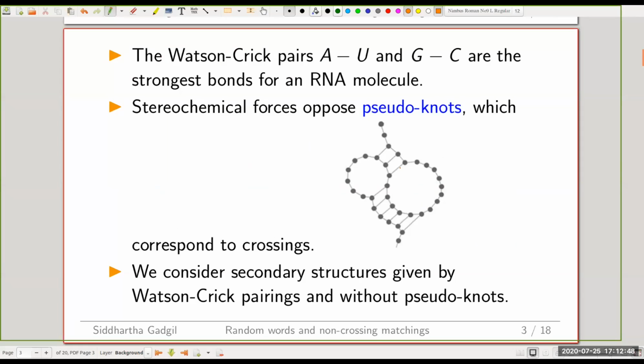But first, let me just say what I said earlier. The Watson-Crick pairs, AU and GC, are the strongest bonds that you have for an RNA molecule. And stereochemical forces oppose what are called pseudoknots. So for example, if I have this guy in blue, and let me again take a straight line, here in this case, the blue guy forms some bonds, 3 of them, but let me just draw 2.